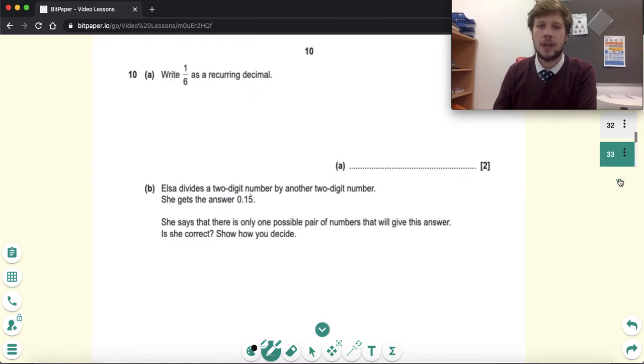Okay, question 10. This is where I'm going to pause the video after this last question, so make sure you're having a good go at this and writing notes.